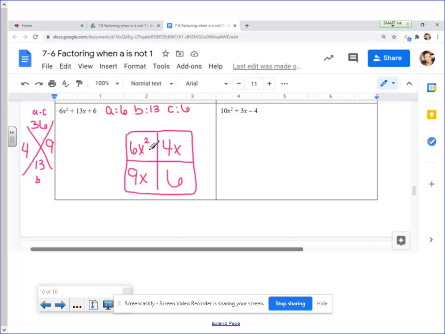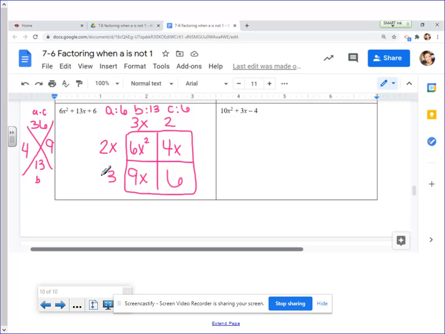So now you're going to look across right here. We're looking at 6x squared and 4x and find what they have in common. 6x squared and 4x, they have what in common? 2 and an x. Now I'm looking at 9x and 6. What do they have in common? A 3. Now I'm looking at rows down here. So 6x squared and 9x, what do they have in common? 3x. 4x and positive 6 have a 2 in common.